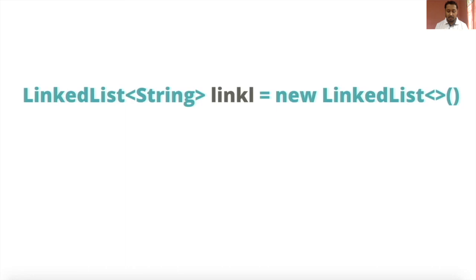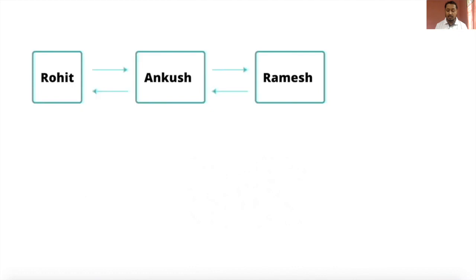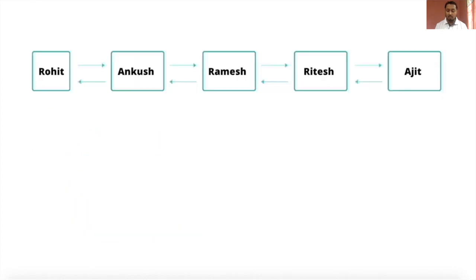We could create an instance of the LinkedList class like this. Now we have added three elements in the linked list, so internally three nodes would be created at random memory locations and there would be pointers between the nodes. We have added another two elements, Ritesh and Ajit. So two new nodes would be created for Ritesh and Ajit at random memory locations and there would be pointers between the nodes.